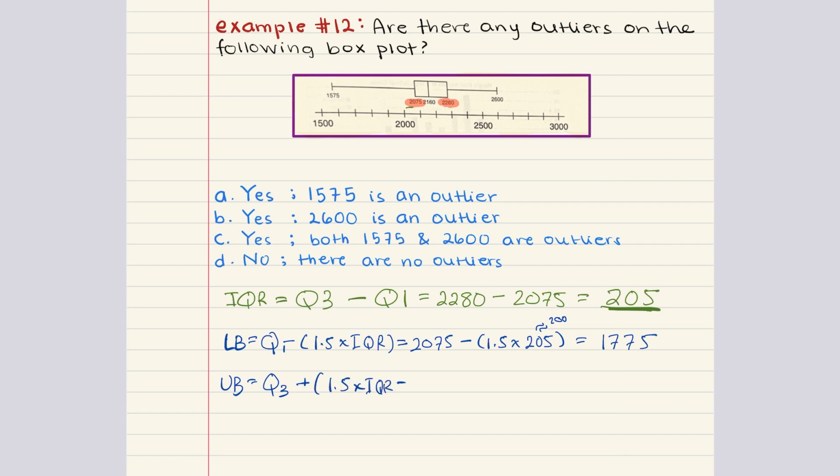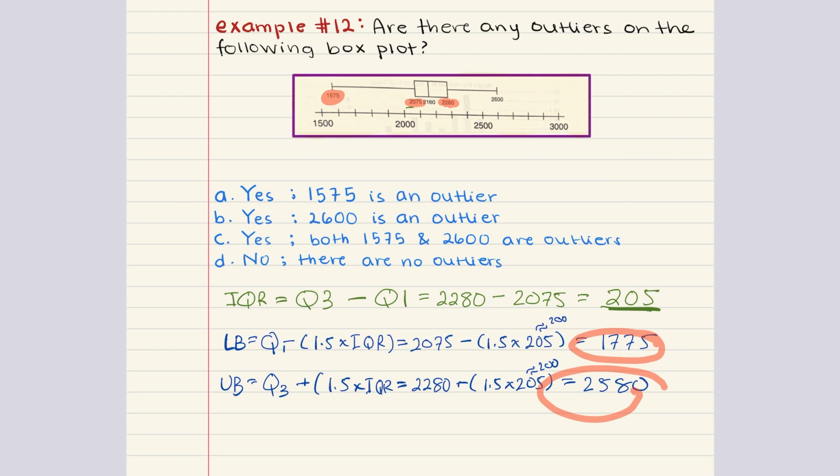Then the upper bound is calculated as Q3 plus 1.5 multiplied by the interquartile range. So this is equal to 2,280 plus 1.5 multiplied by the interquartile range. Once again, I'm going to approximate this to 200. 1.5 multiplied by 200 is 300. And 2,280 plus 300 is equal to 2,580. Now that we have our lower and upper bounds, any values that fall below 1,775 or fall above 2,580 are considered outliers.